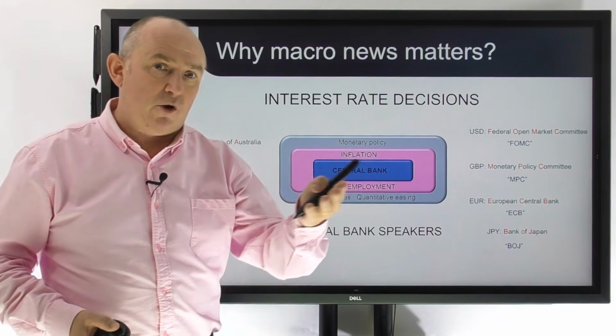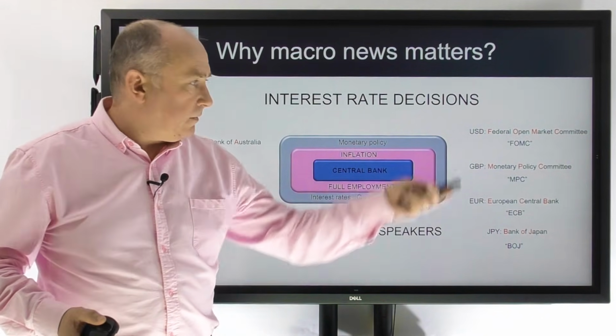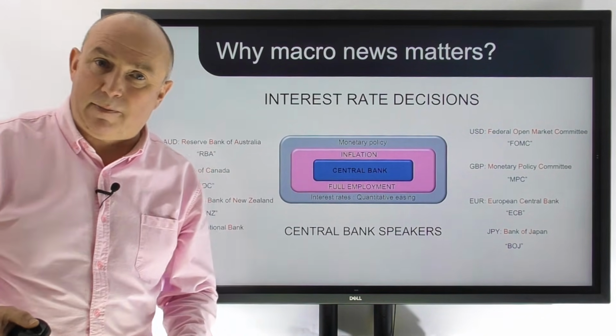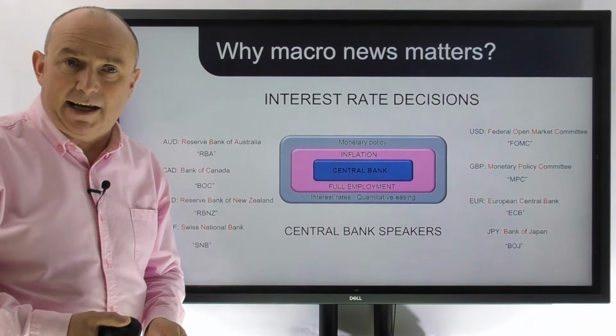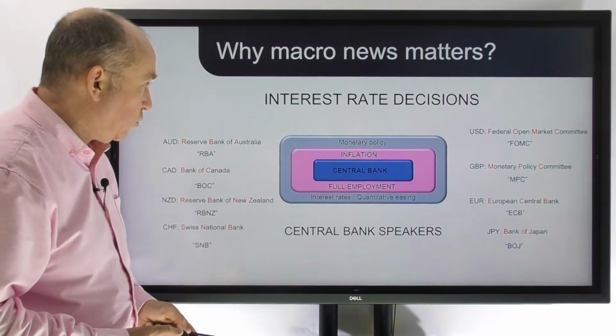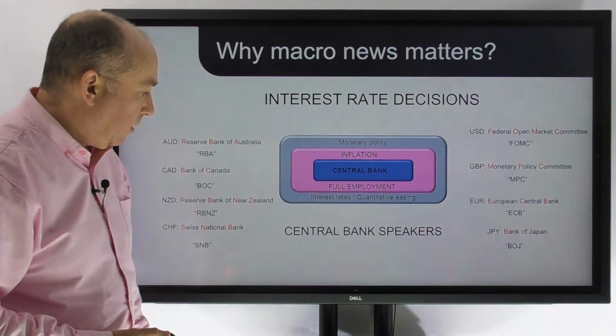Certainly if you're about to take on a trading position and a big central bank speaker is about to come out and talk about economic policy, maybe you want to hold fire before you make that trade. So certainly be aware of that.